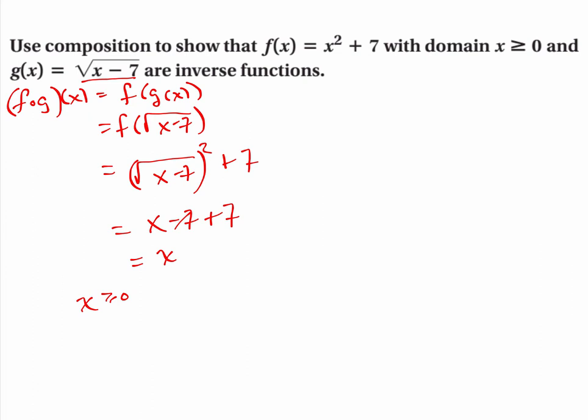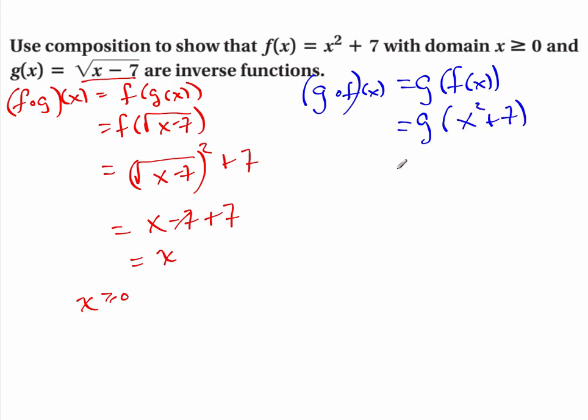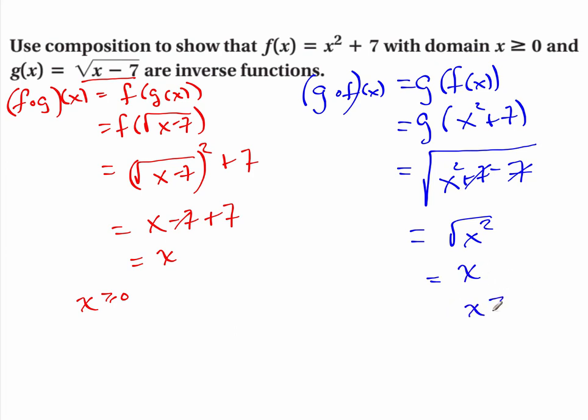Now you have to remember you have to do both sides. g of f of x is g evaluated at f of x, which is g evaluated at x squared plus 7, which means everywhere in g I have an x, I'm going to put in x squared plus 7. So this is the square root of x squared plus 7 minus 7. Okay, so those are going to cancel. We're left with the square root of x squared, which is x, if x is greater than or equal to 0.